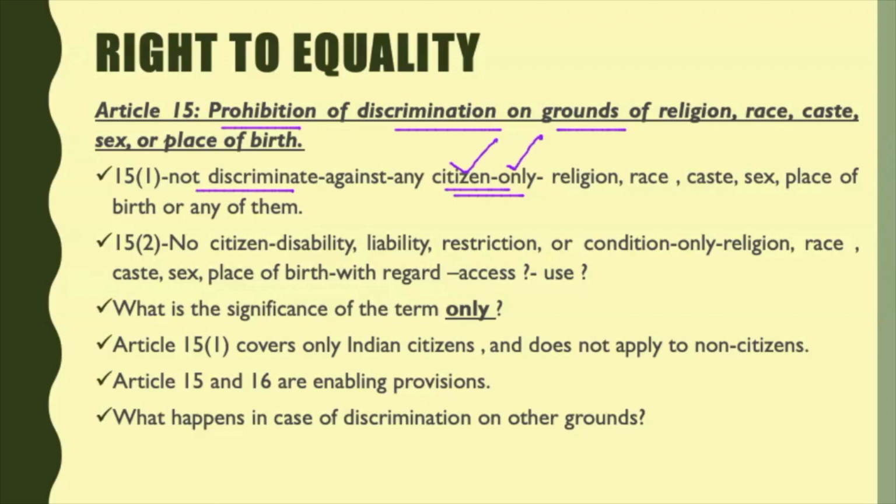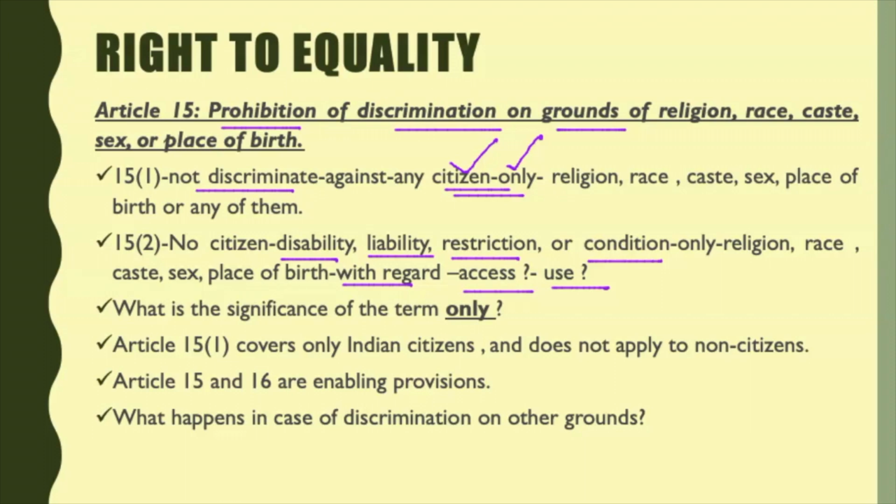Now, your clause 2 talks about no citizen on grounds only of religion, race, caste, sex or place of birth or any of them be subject to disability, liability, restrictions or condition with regard to the access and use. So basically in your clause 2 of Article 15, Constitution states कि कोई भी citizen पर these 5 grounds, that is religion, race, caste, sex or place of birth के ऊपर कोई भी disability, liability, restriction या condition नहीं लगा दी जाएगी with regard to the access and use of certain things.